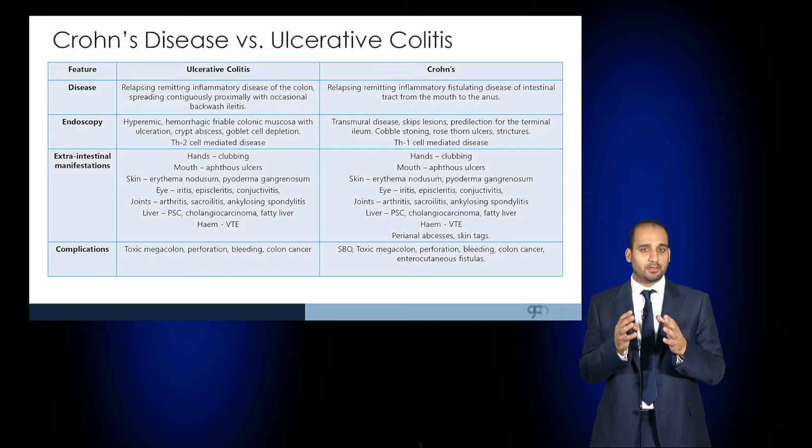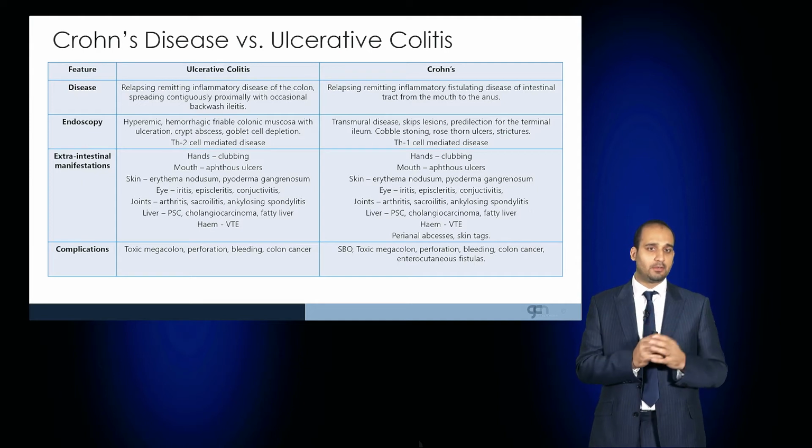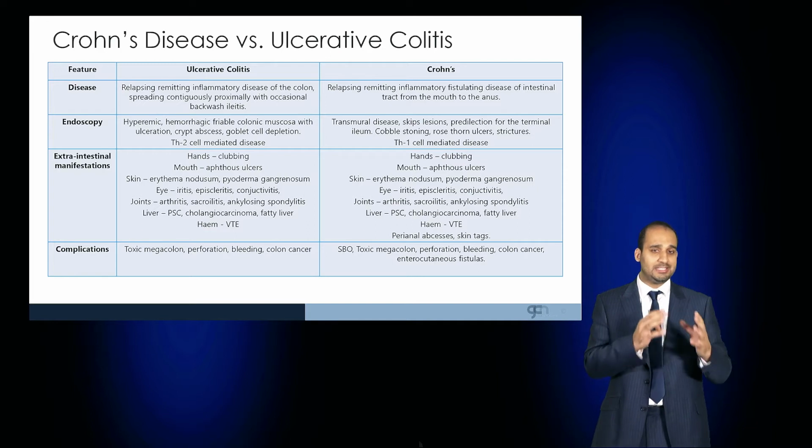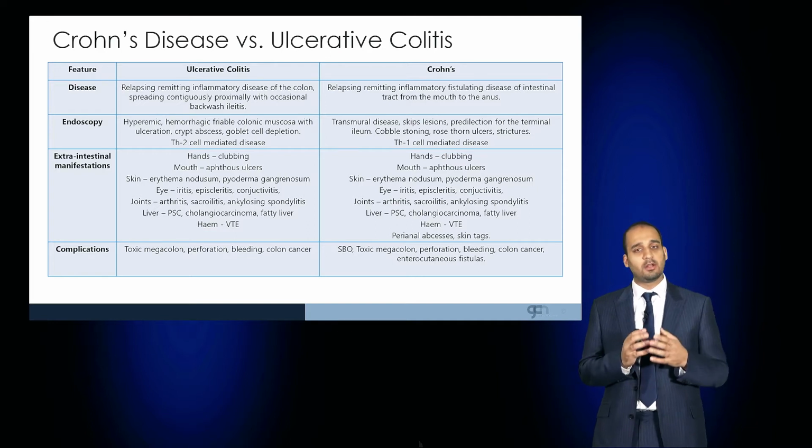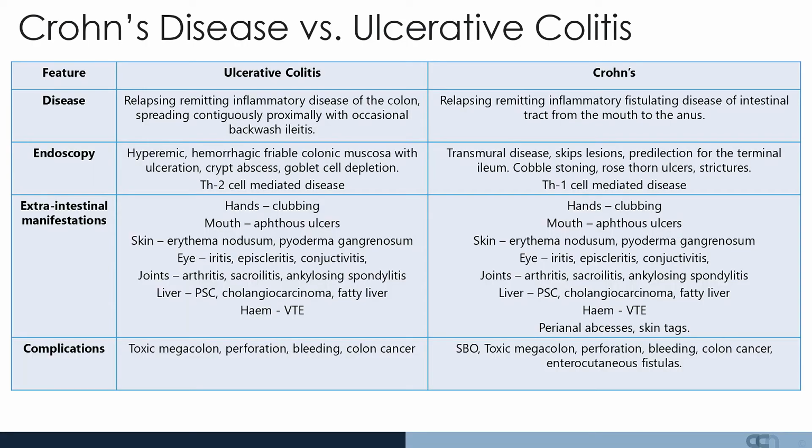Complications: as ulcerative colitis affects the rectum and the colon, toxic megacolon and perforation are serious complications, as well as ongoing bleeding and colonic cancer. In Crohn's disease, the patients can develop small bowel obstruction, perforation, fistula formation, as well as cancer.